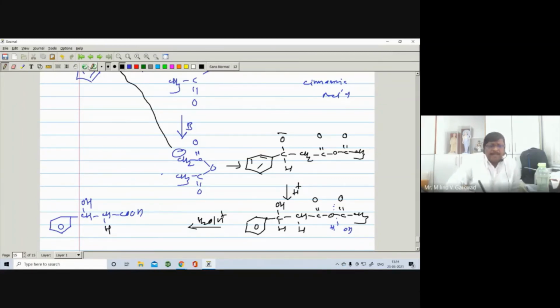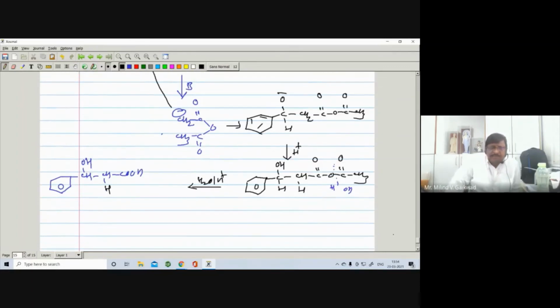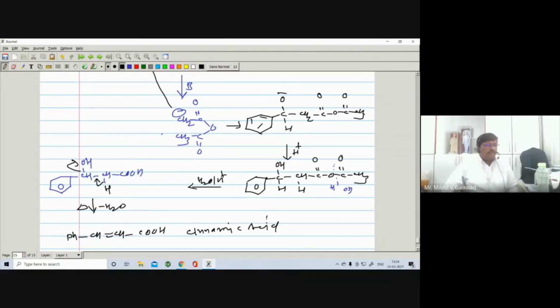And further, when you heat it, what happens? It undergoes a dehydration reaction. So this sigma bond opens on the OH negative, C positive. So this sigma bond will shift here, forming a double bond. So it is Ph, CH double bond CH and COOH, called cinnamic acid. So in this way, there is a formation of cinnamic acid, right? So this is one of the name reactions, the Reformatsky reaction, and the second is the Perkin reaction, right?